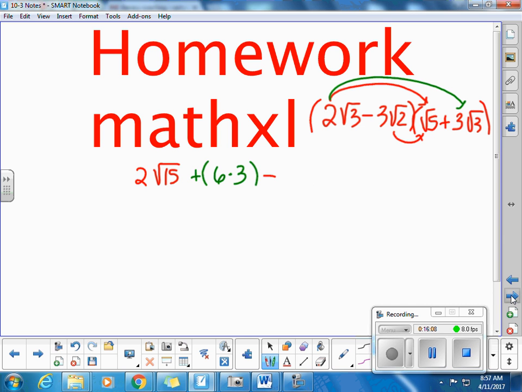Negative 3 square root of 2 times square root of 5. So there's only the 3 coefficient. Square root of 2 times square root of 5, square root of 10. And then lastly, I have negative 3 square root of 2 times 3 square root of 3. So it'd be minus 9 square root of 6.